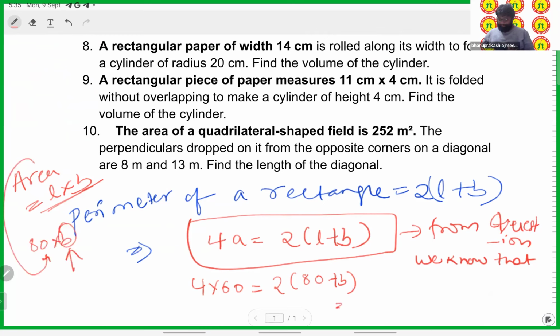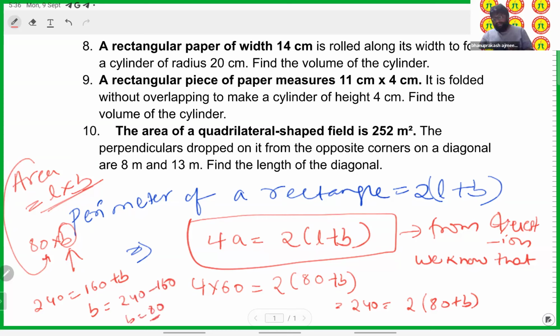So if you see here, 240 is equal to 2 into 80 plus B. So if I further do this, 240 is equal to 160 plus B. So if I transpose this towards left hand side, B is equal to 240 minus 160. So B is equal to 80, I got. Correct. Is everyone getting my point?